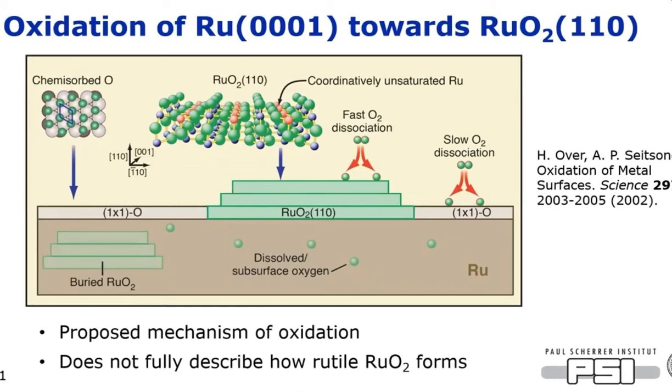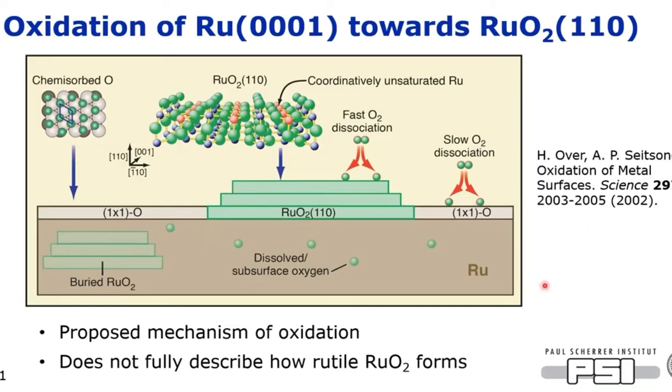So Herbert Over is well known for his contributions towards understanding ruthenium chemistry and is partially responsible for the discovery that this increase in activity is due to the formation of an oxide layer at the surface. And this oxide layer is what allows for CO adsorption and then leads to CO oxidation.